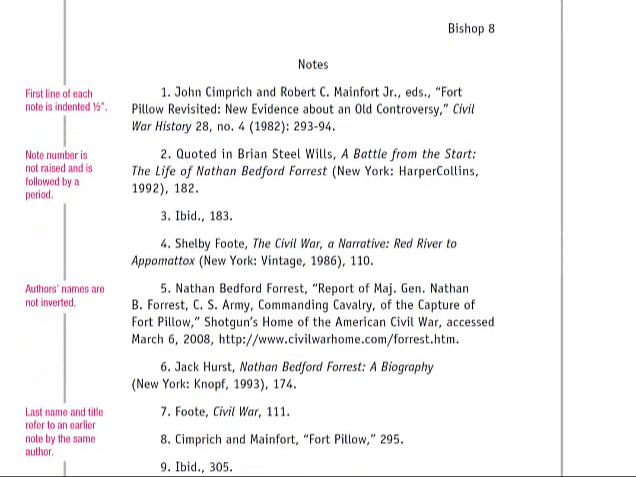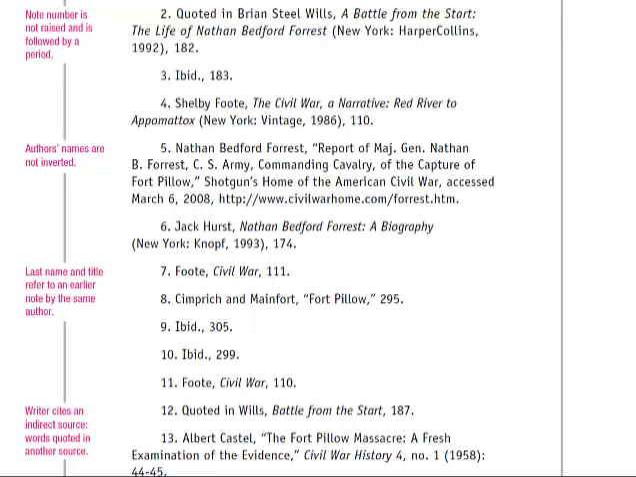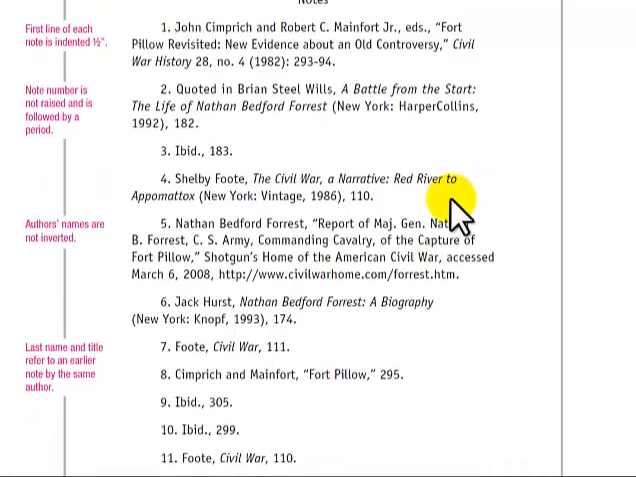All right, now here's the page that gives students some difficulty. This is the endnotes page. You notice it still has a heading number at the top with the student's last name, and this is page 8 for his paper. His paper is a longer paper. But if you'll notice, the first line of each note is indented a half inch. Okay, press the tab, put the number. This is single spaced. In between entries, it's going to be double spaced. Okay, the note number is not raised and is followed by a period.